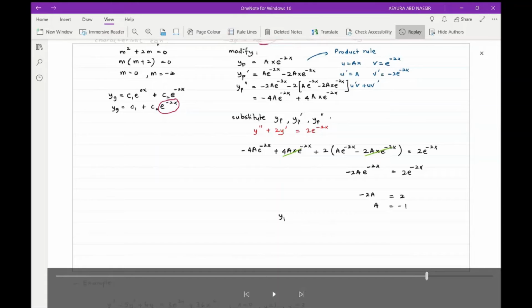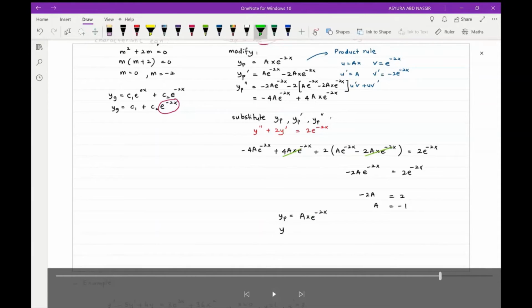Then substitute the value of a into your modified yp. Please make sure you use the modified yp. So your yp will be negative xe negative 2x. Your final answer will be y equals yg plus yp, which equals c1 plus c2e negative 2x minus xe negative 2x.